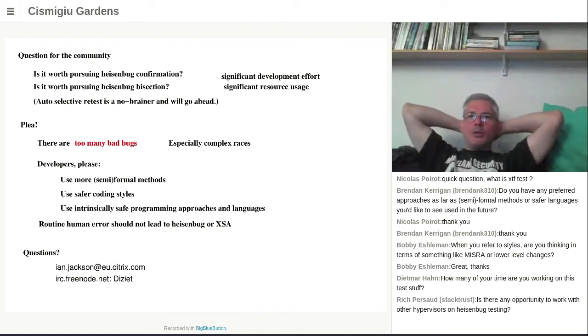Is there any opportunity to work with other hypervisors on Heisenbug testing? I'm not sure how much bare metal testing the other hypervisors are doing. I'm not aware of KVM, for example, having a system similar to osstest with a lot of bare metal testing.